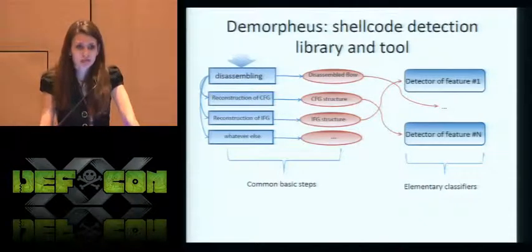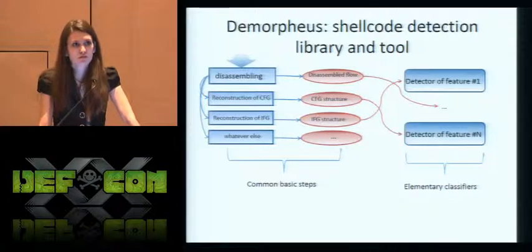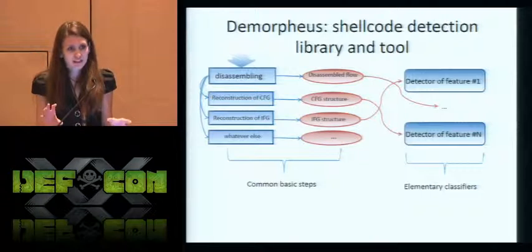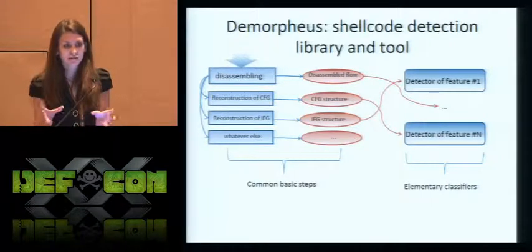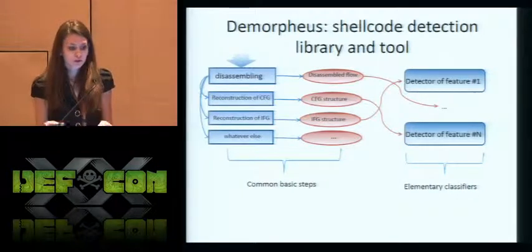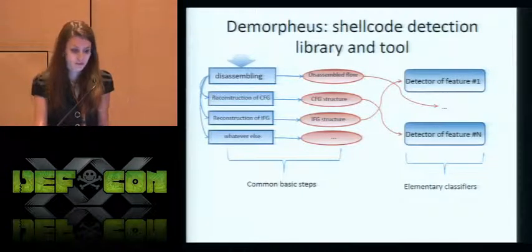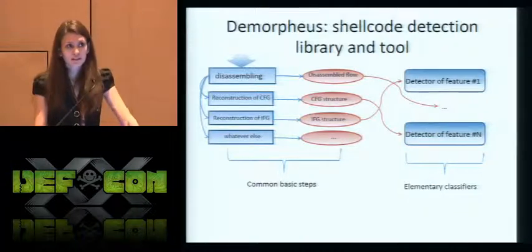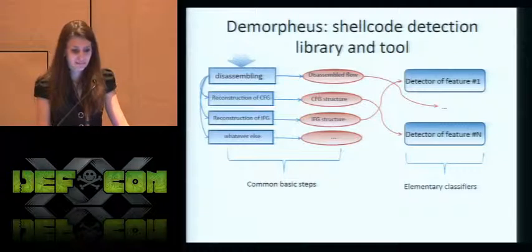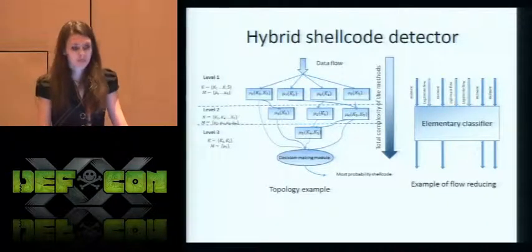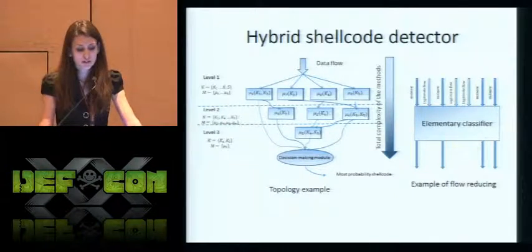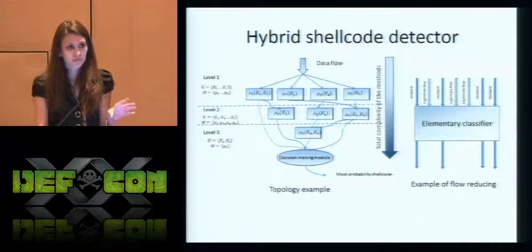During analysis of existing shellcode methods, we noticed that almost all of them could be presented as some kind of combination of elementary classifiers, or detectors of specific shellcode features. Moreover, all of them use some common steps during their analysis, like the disassembling stage, reconstruction of the control flow graph, and reconstruction of the instruction flow graph. It seemed reasonable for us to implement a shellcode detection library in the way described in the current slide. So here is the main idea of our hybrid shellcode detector: we tried to construct an optimal data flow graph from elementary classifiers implemented in the shellcode detection library.